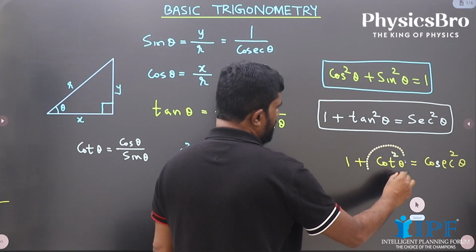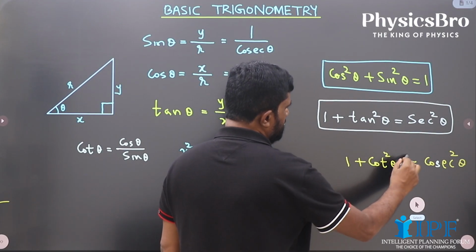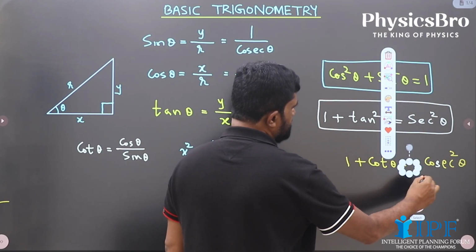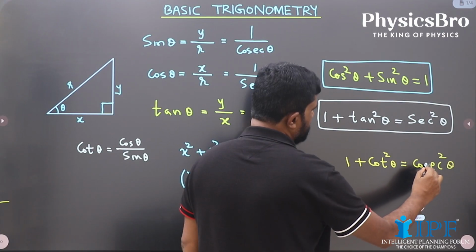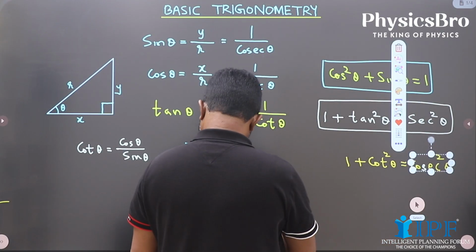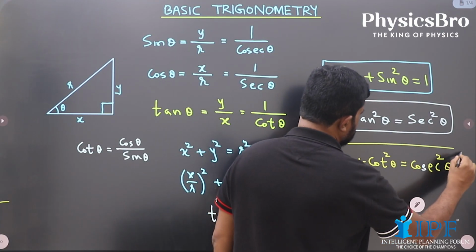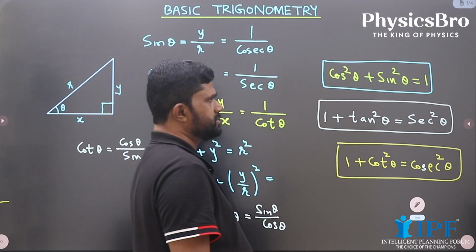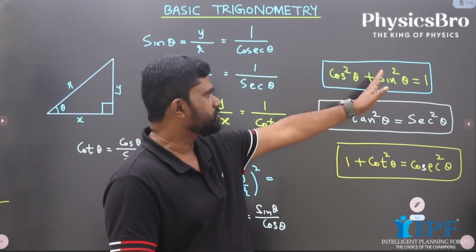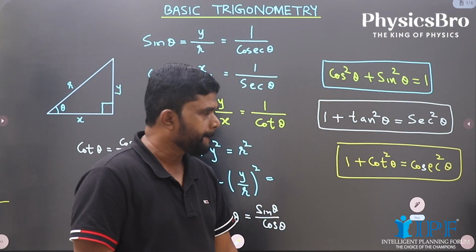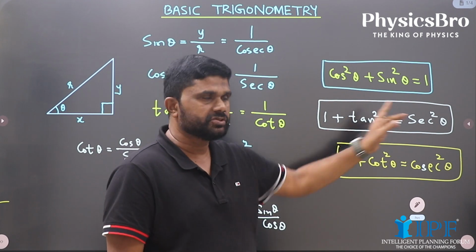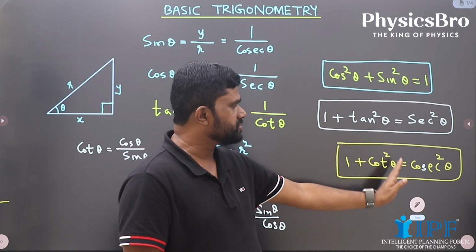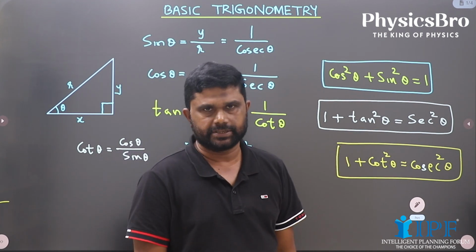Now 1 plus cot square theta is equal to cosec square theta. That is another important result. So, we will have sin square theta plus cos square theta equal to 1, 1 plus tan square theta equal to sec square theta, and 1 plus cot square theta equal to cosec square theta.